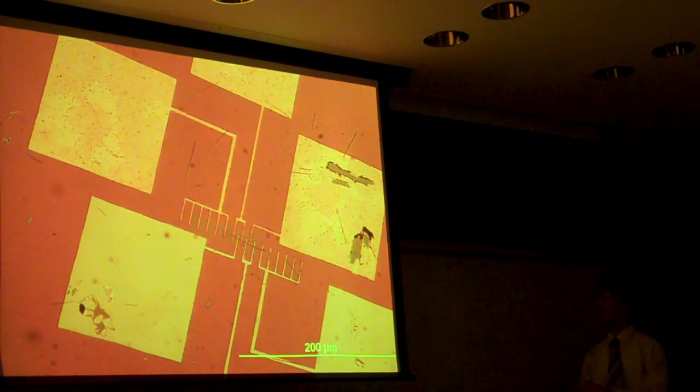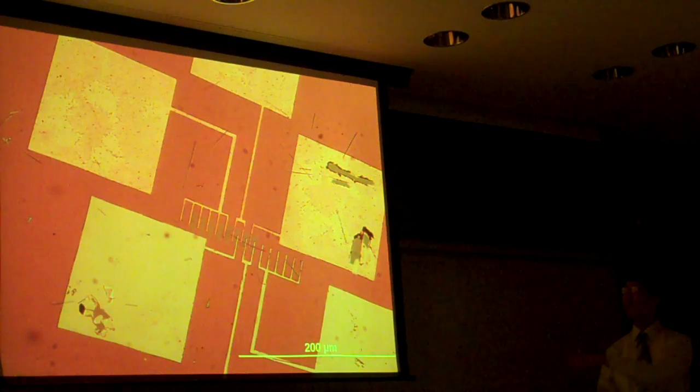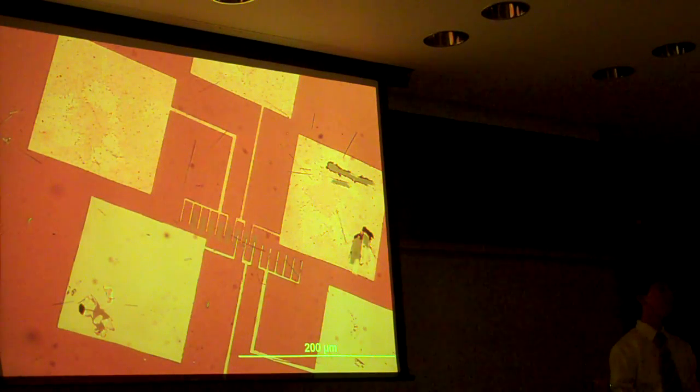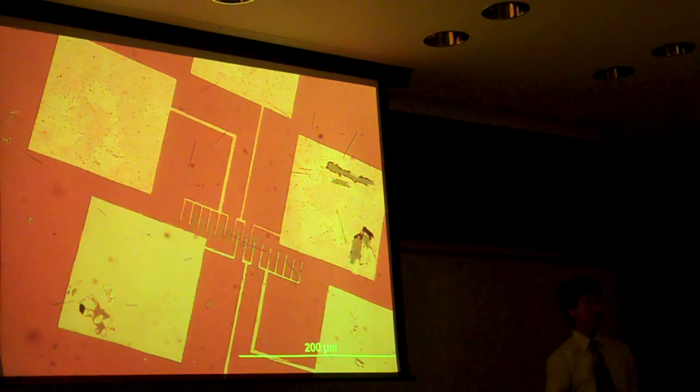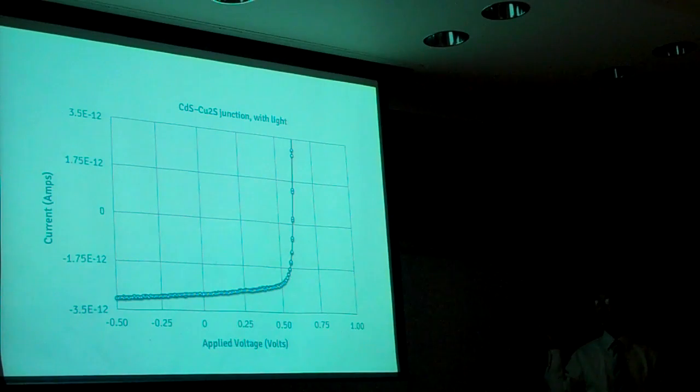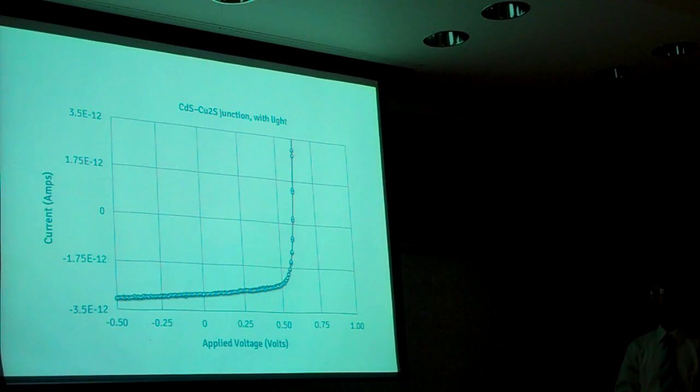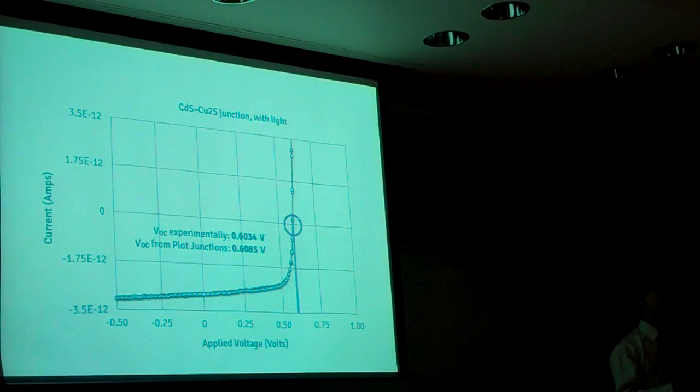So here's a wider shot, and again we see the nanowires, and we also see that the fork-looking things are connected to pads, which we can then connect to electrodes to measure the electrical properties of the junction. And that's exactly what we did. So on the bottom we have the voltage that was applied to the junction, and on the y-axis we have the current that was measured when there was light falling on this junction. So the open circuit voltage is where the current is 0. So if we draw a line down, we can get the voltage, which experimentally was 0.603, and from the Plot Junctions program, the theoretical maximum was 0.609.